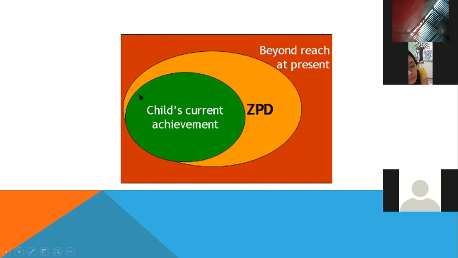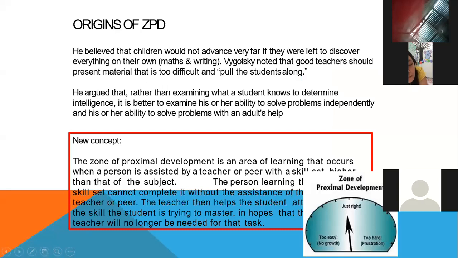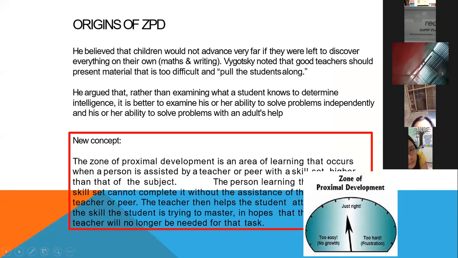Imagine without ZPD, the child will only be here. He or she will not move. So that's the importance of ZPD. For Vygotsky, he believed that children would not advance very far if they were left to discover everything on their own. Vygotsky noted that a good teacher should present material that is a bit too difficult and pull the students along.